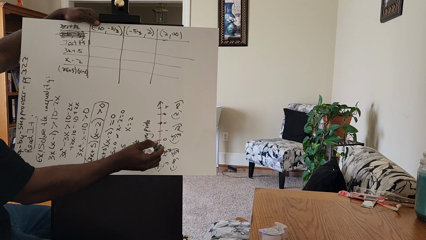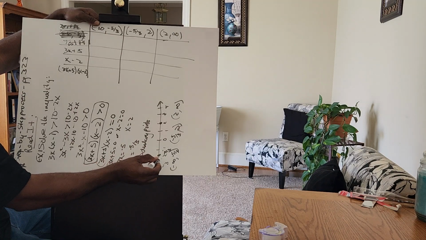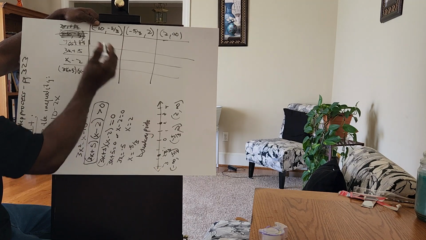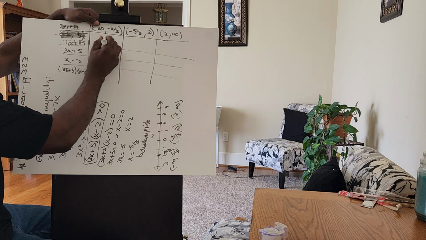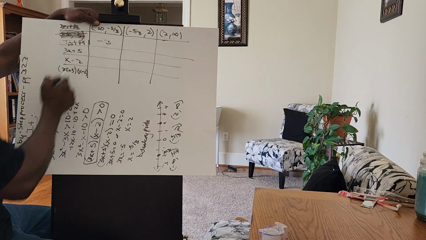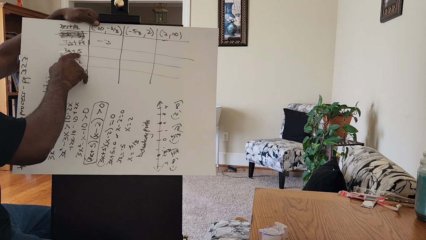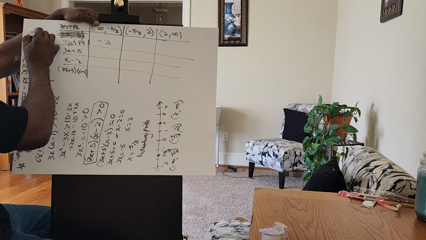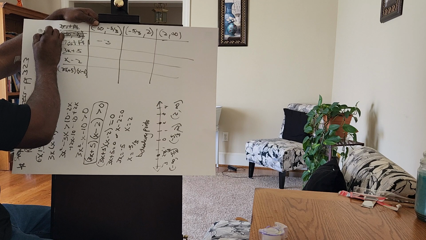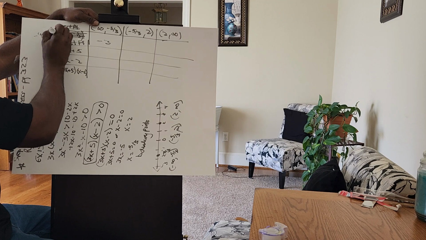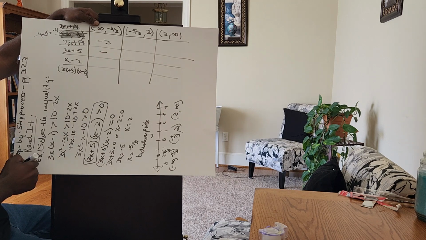Well, we looked at this. This was 0, negative 1, negative 2, there's negative 3. So if you want, negative 3 would be a good test point in that interval. And all you're doing is putting the negative 3 where the x was. 3 times negative 3 is negative 9. Negative 9 plus 5 is negative 4. So the thing is negative in that interval.